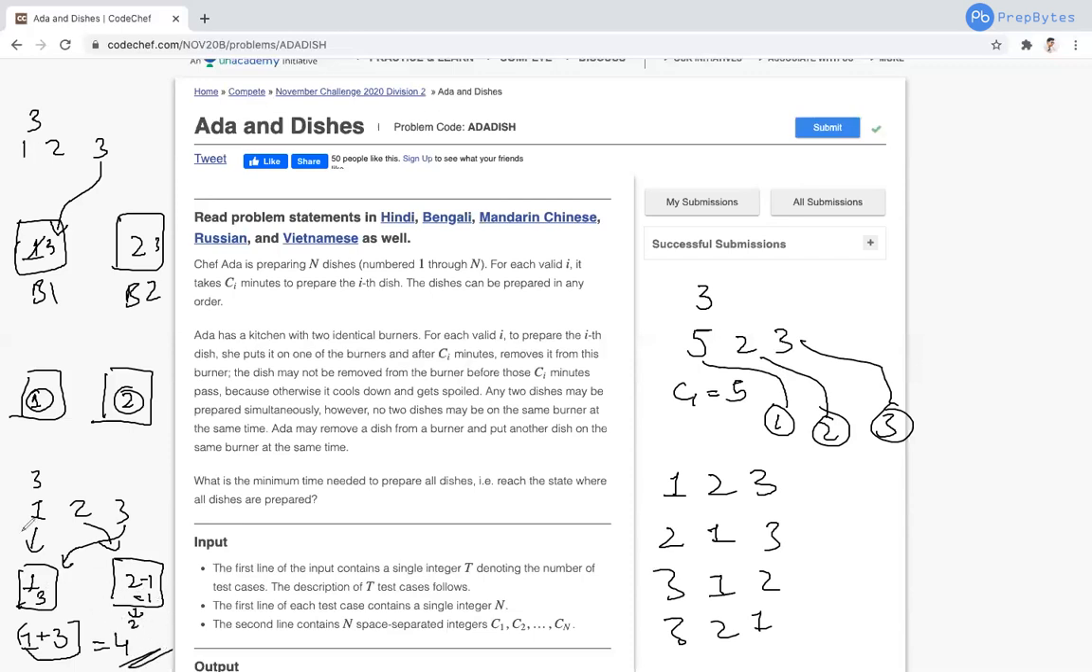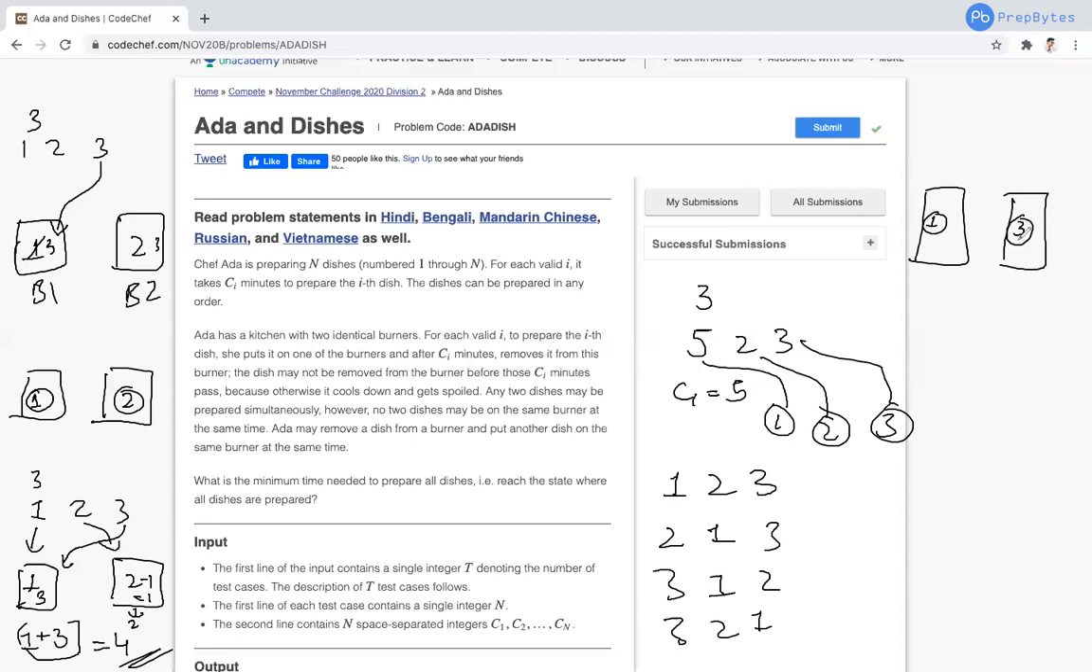So 4 is the total time if we took the sequence: 1 here, 3 in the second burner, then again the first one. Now, can we reduce this time further? Let's take these 2 burners, first burner and second burner. In the first burner, let's take the first dish and prepare it, and in the second burner, let's take the third dish and prepare it.